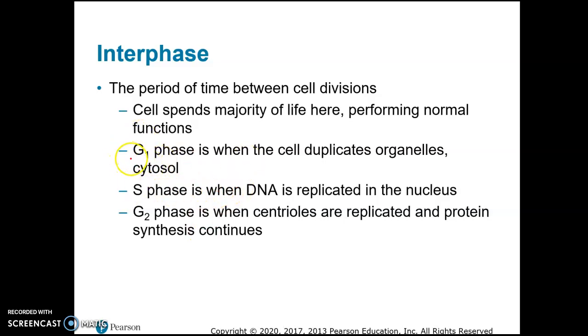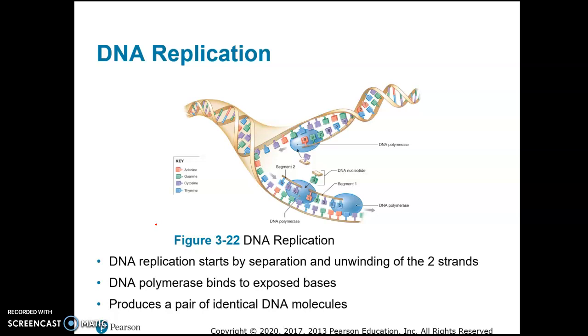This is where the cell spends most of its life. G1 is the phase when the cell duplicates its organelles. S is when the DNA is replicated, and G2 is when the centrioles are replicated and protein synthesis continues. DNA replication is a process where the DNA unwinds, and then DNA polymerase adds the complementary nucleotides to form a new strand of DNA.